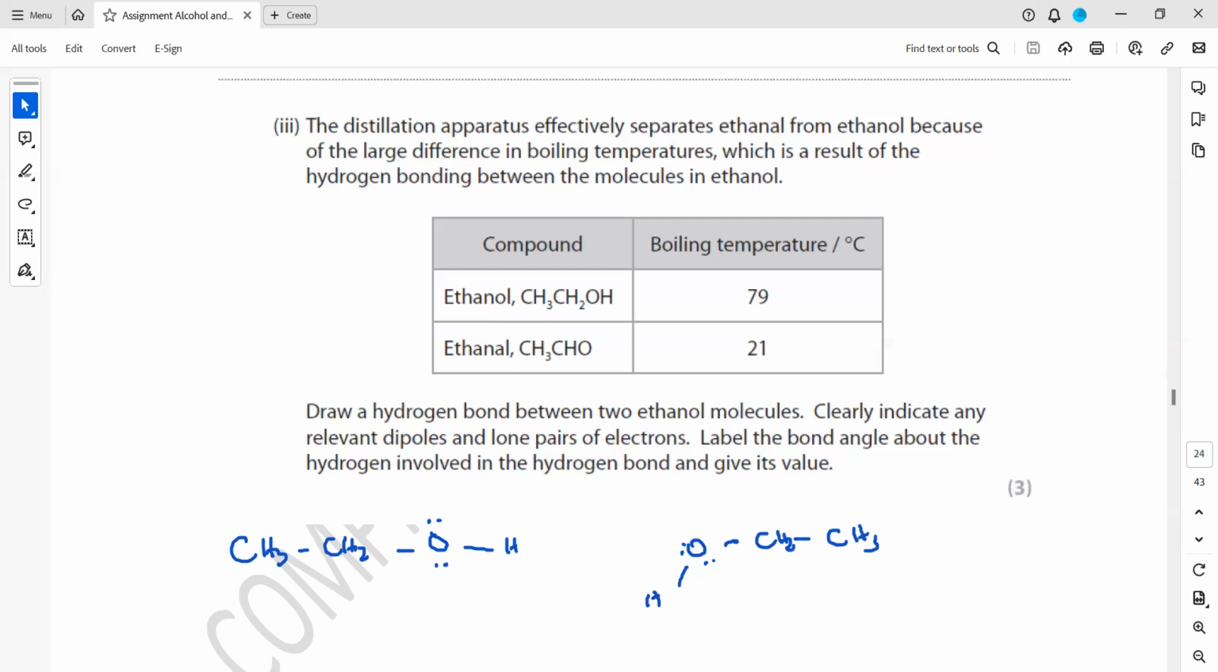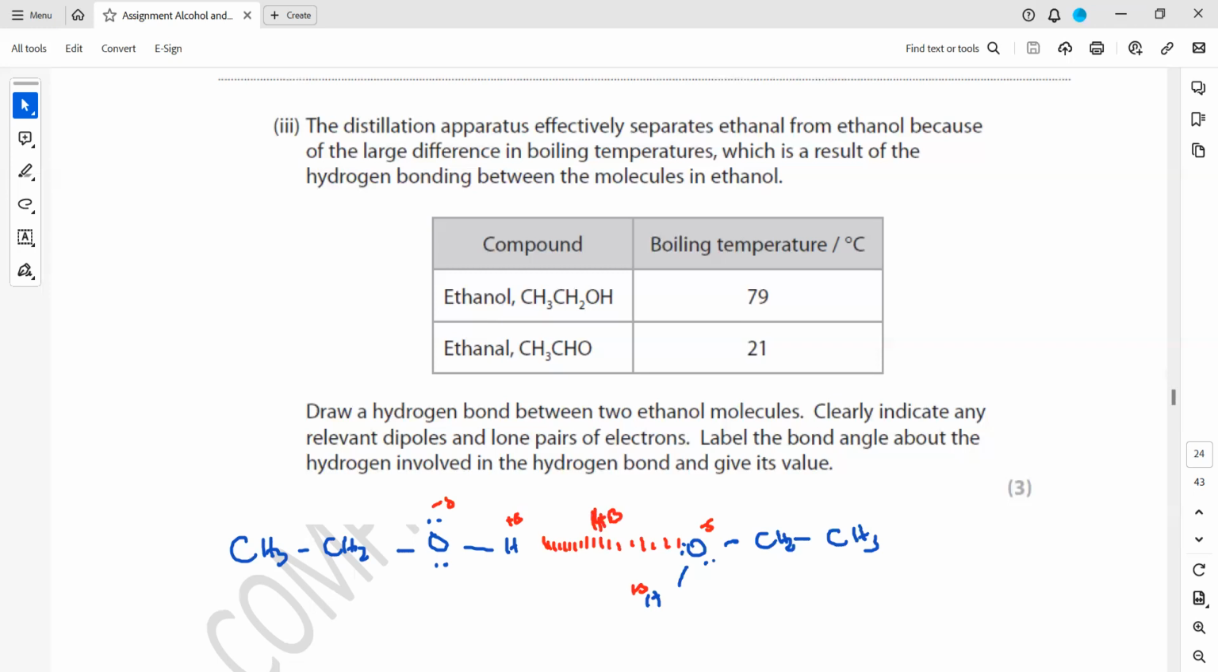These are the two molecules of ethanol. Oxygen is partial negative, hydrogen is partial positive. This is partial positive, this is partial negative. There is an attraction between them. There is an attraction between the hydrogen and the lone pair. And this is called a hydrogen bond.